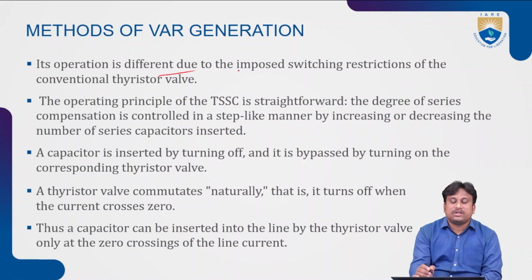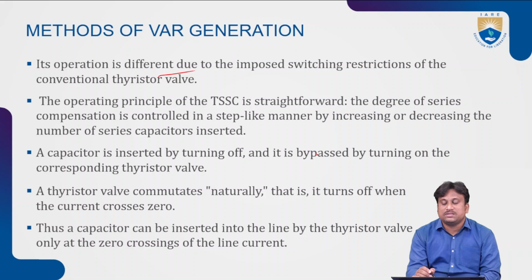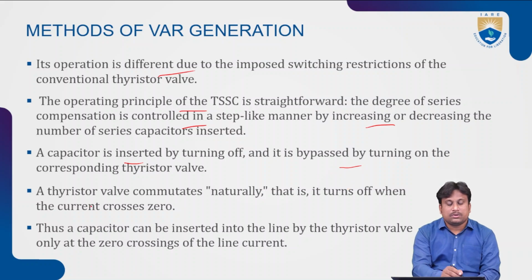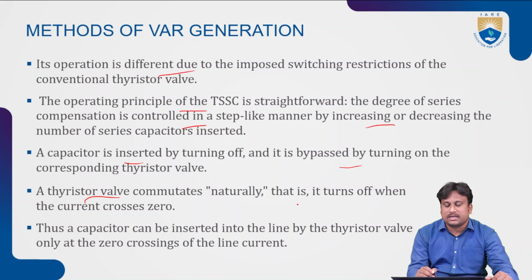Its operation is different due to the switching restrictions imposed by the conventional thyristor valve. The operating principle of the TSSC is straightforward. The degree of series compensation is controlled in a step-like manner by increasing or decreasing the number of series capacitors inserted. A capacitor is inserted by turning off, and bypassed by turning on, the corresponding thyristor valve. A thyristor valve commutates naturally.